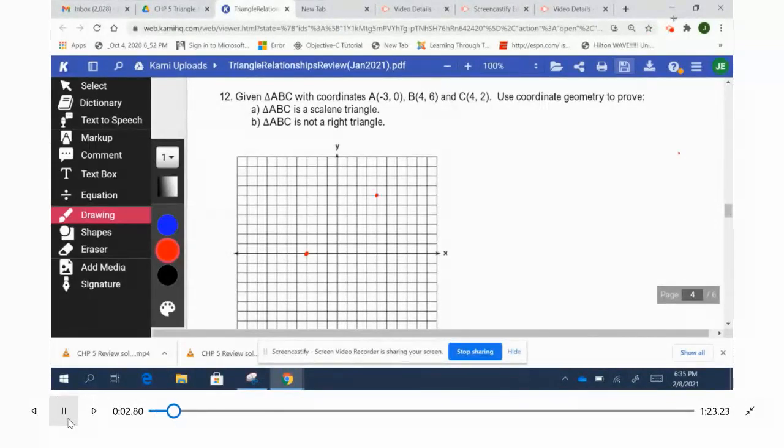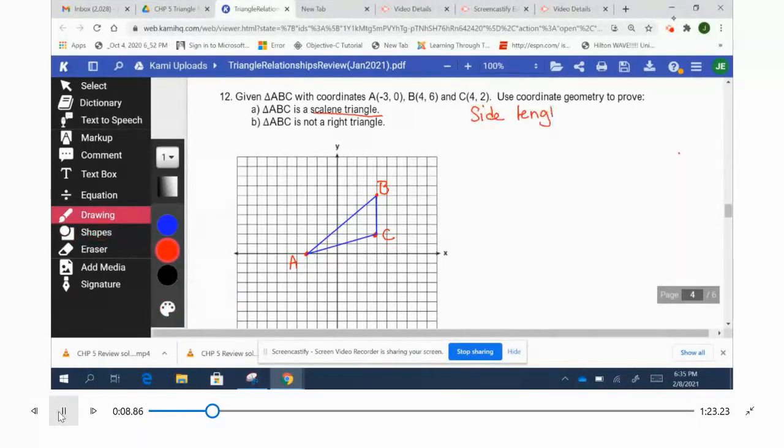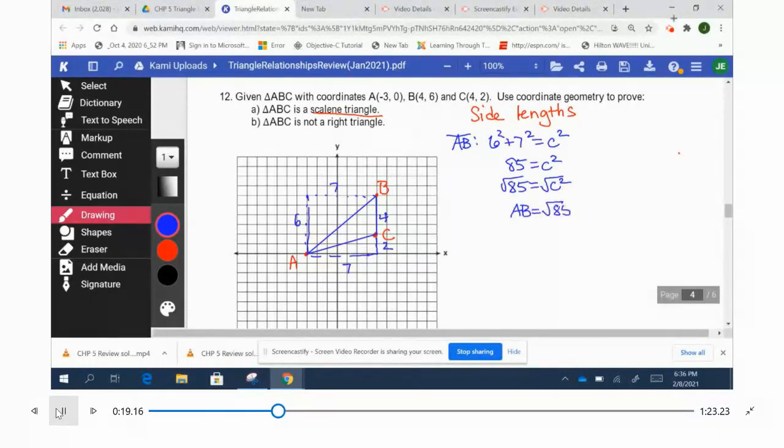So first we're plotting. Okay, just because you can see that it's scalene isn't enough. We have to actually perform the correct calculations, which is side lengths. So you're seeing that right now.